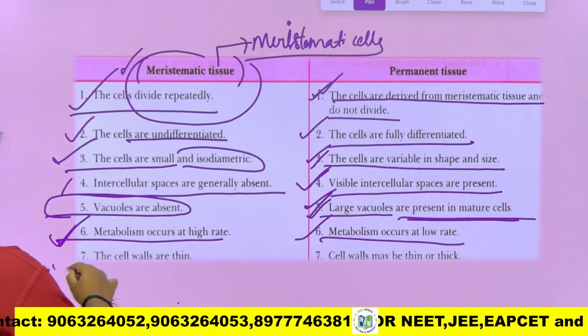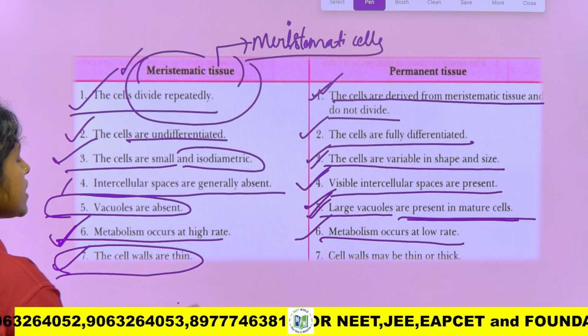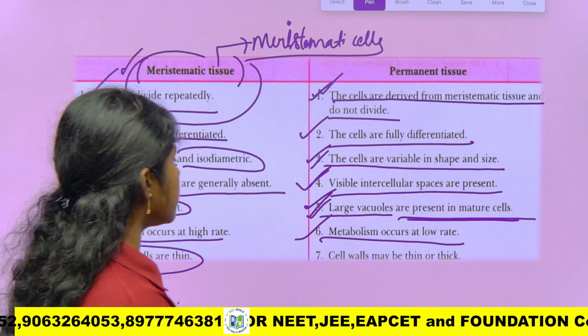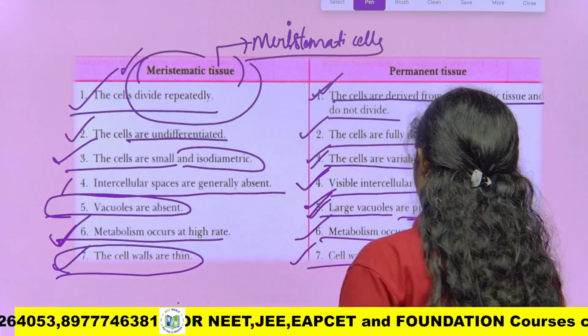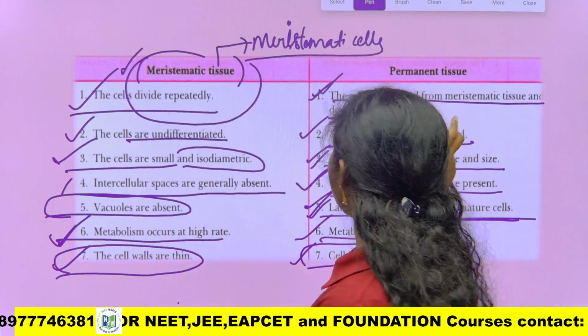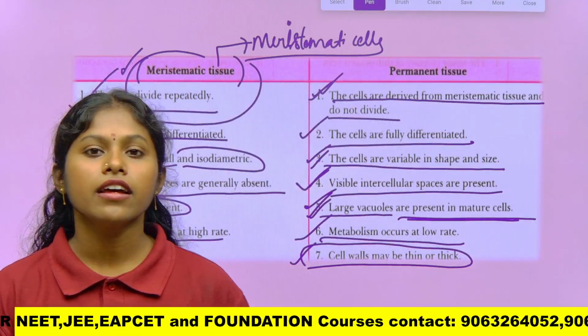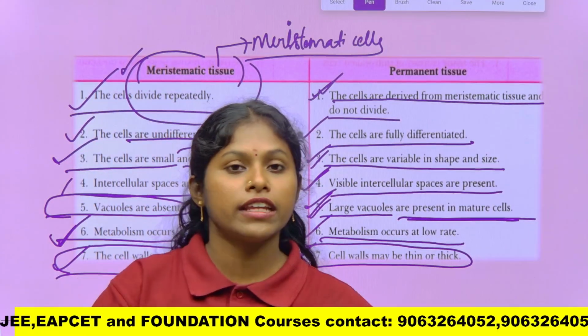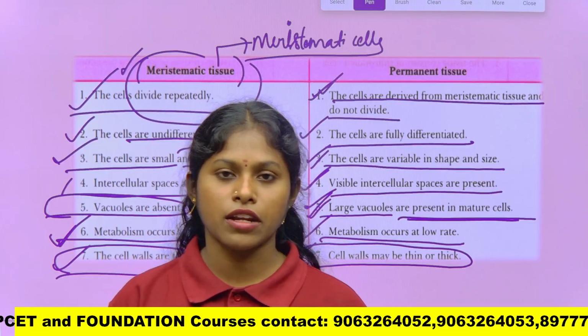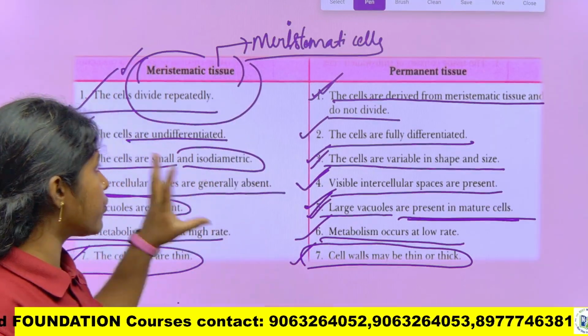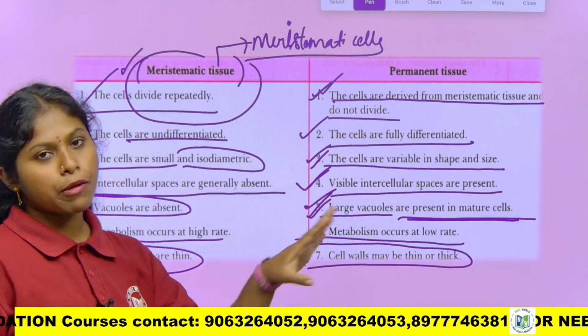Coming to the last point, the cell wall is thin in meristematic tissue, made up of cellulose. In permanent tissue, the cell wall may be thin or thick. We know that in permanent tissues, children, the cell wall may be lignified, right. In the cell walls, there will be deposition of lignin along with the cellulose, right. These are the main differences between the meristematic tissue and permanent tissue, children.